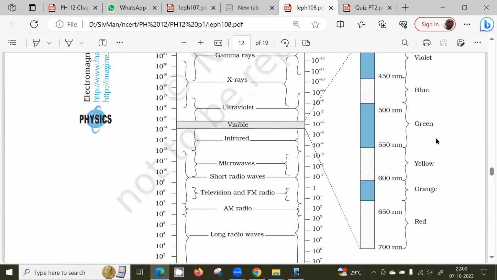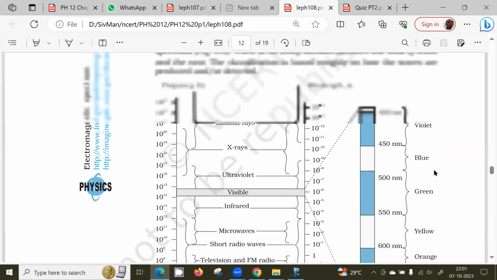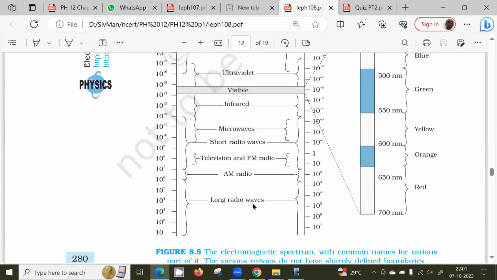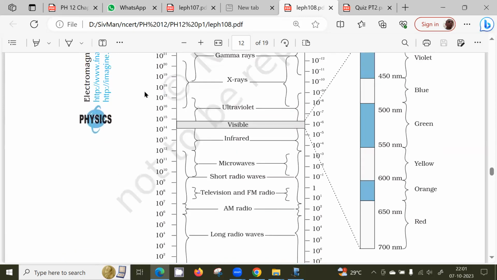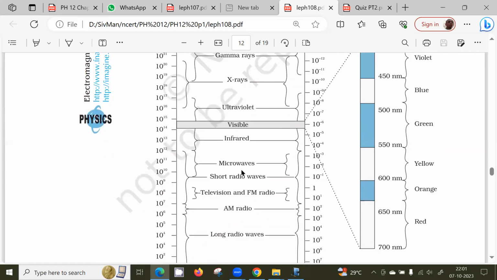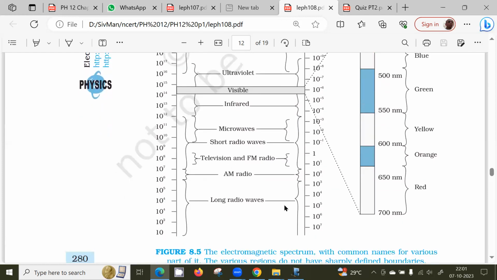Higher frequency is on the violet side, so frequency will increase in this direction. The maximum frequency is gamma rays. X-ray is lower than that, and maximum wavelength is radio waves. Downwards, wavelength is increasing; as you go to the top, the frequency is increasing. So you should know the sequence. Gamma ray frequency is more compared to X-ray, then ultraviolet, visible, and if you go for a longer wave, it will be infrared, microwave, radio wave, television, AM radio, and finally long radio waves.